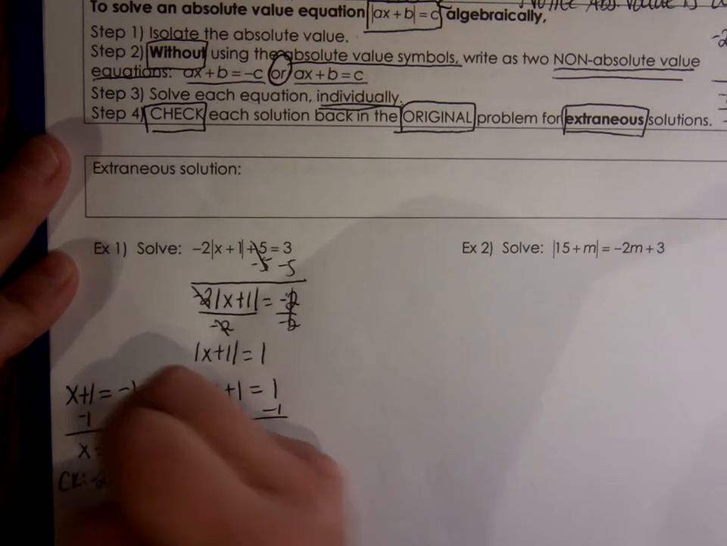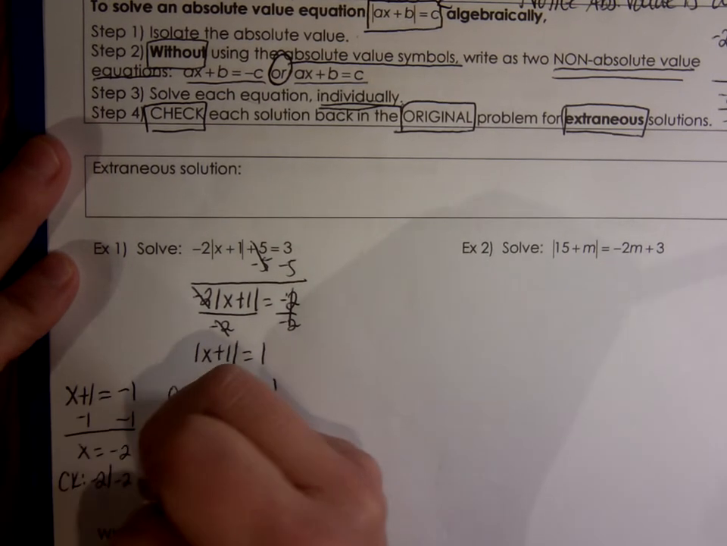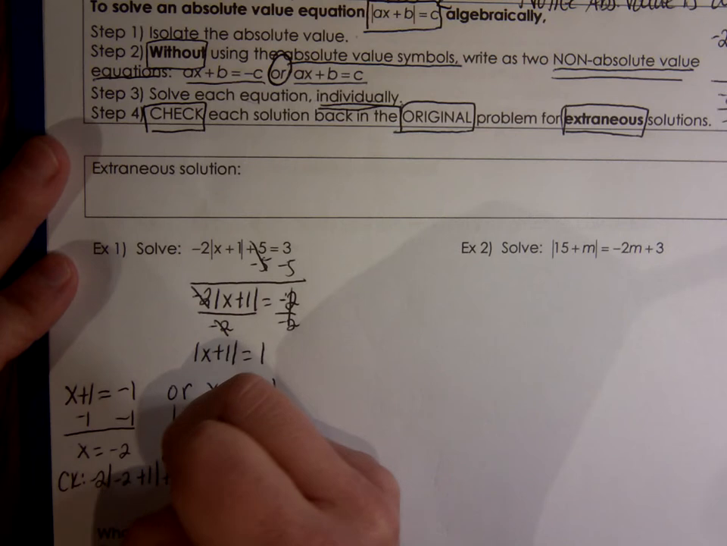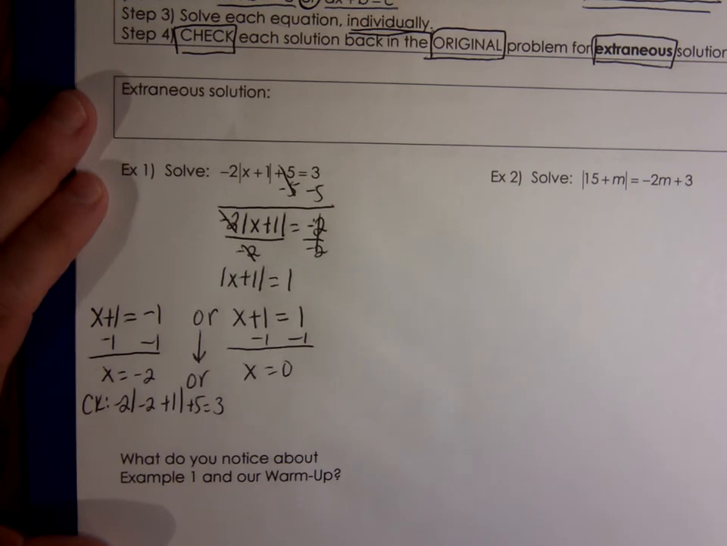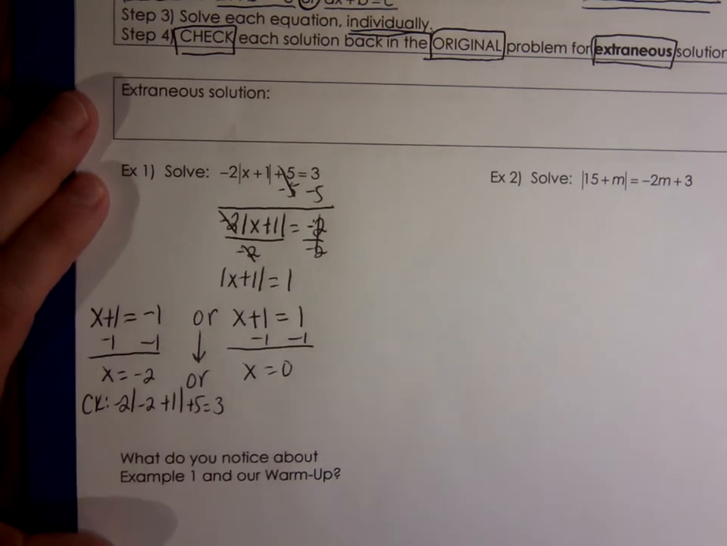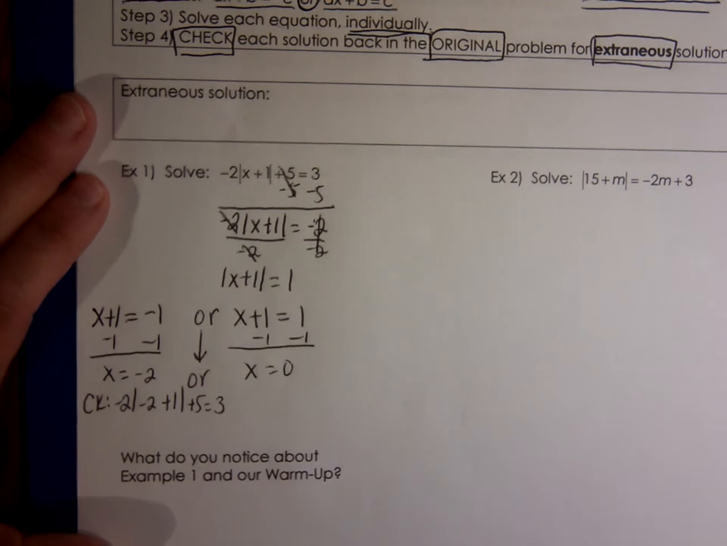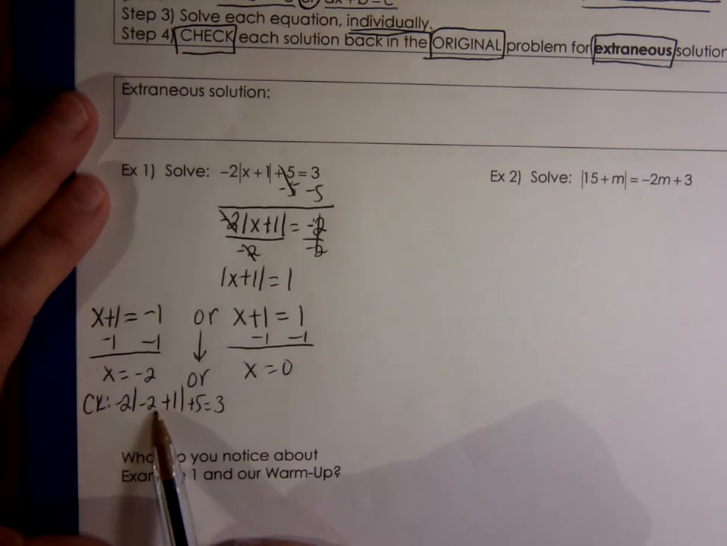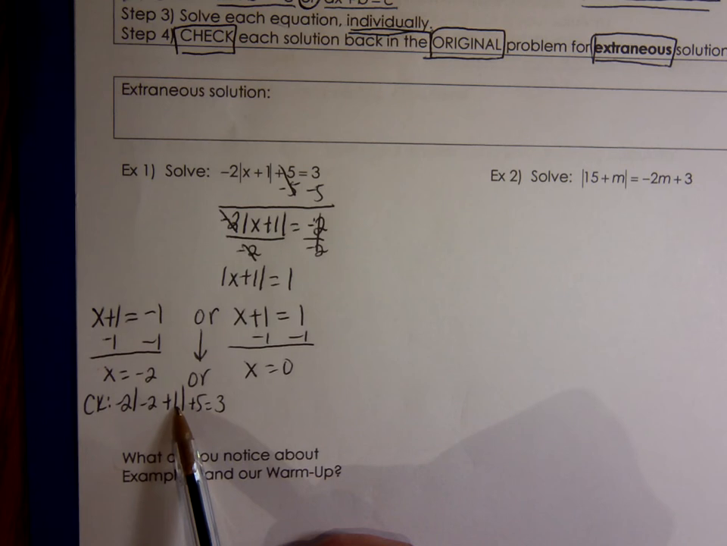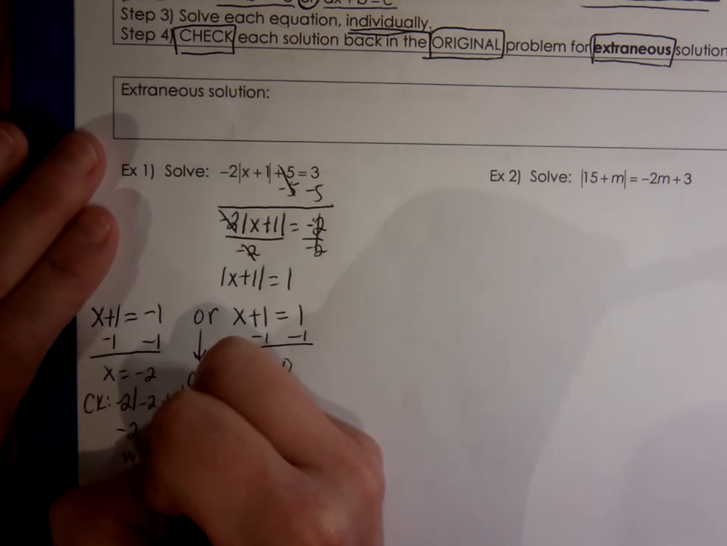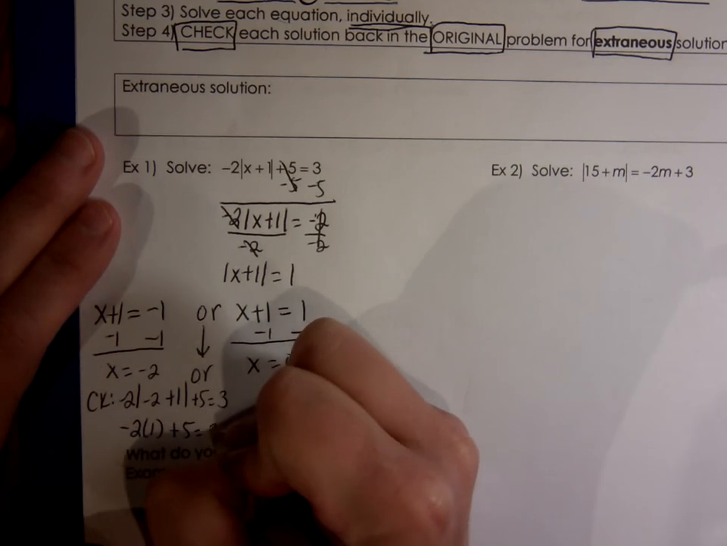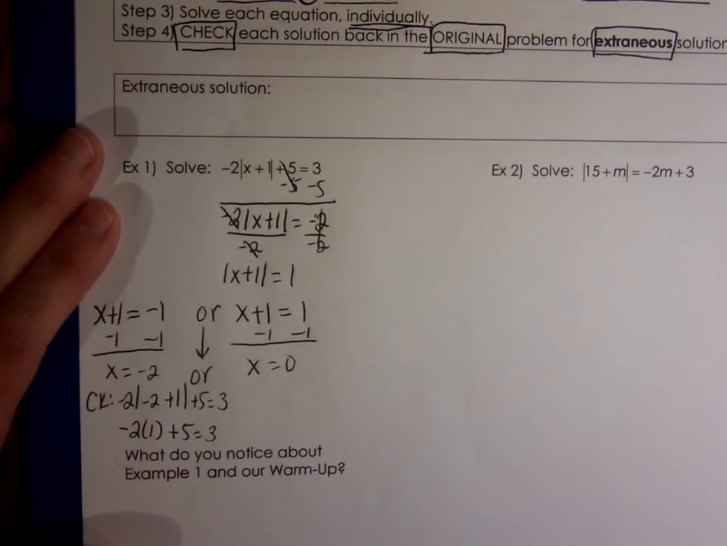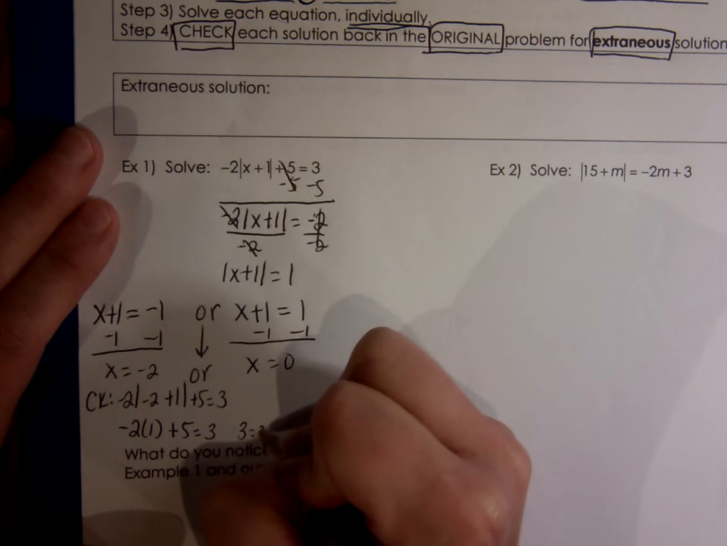negative 2 times the absolute value of negative 2 plus 1 plus 5, does that equal 3? Now, you don't have to show me a tremendous amount of steps in your check step. Just get to a logical point. I certainly need to see the substitution into the original problem, and then maybe 1 or 2 lines of logic. So this is negative 2 plus 1, which is negative 1, and the absolute value of negative 1 is positive 1. So this is negative 2 times 1 plus 5. Is that equal to 3? Negative 2 plus 5, that equals 3. 3 equals 3. So yes, that works.